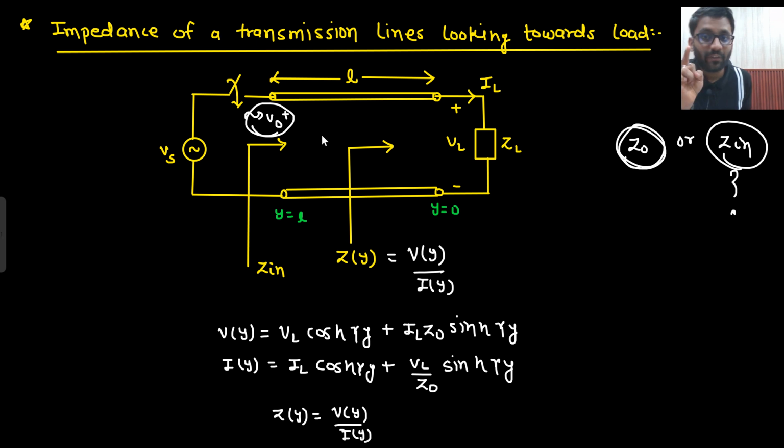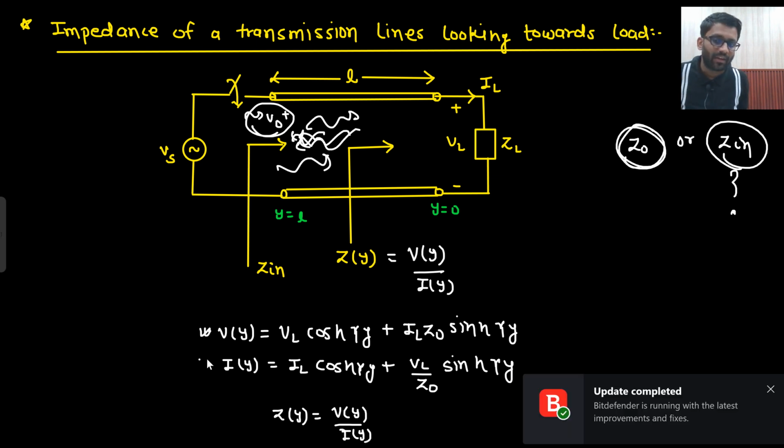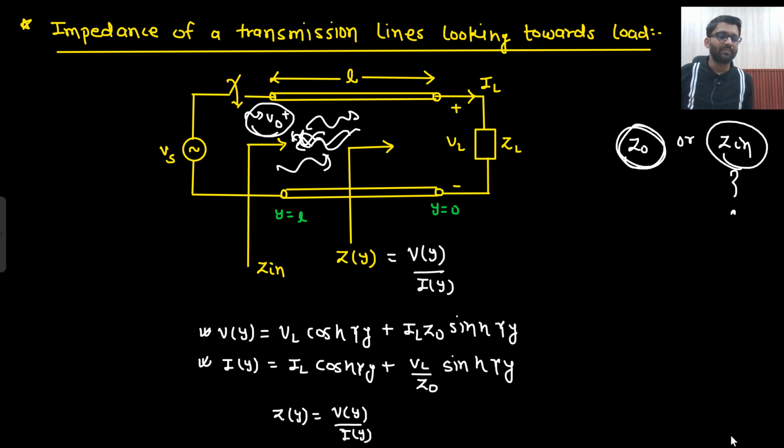But at steady state, there will be an incident wave as well as a reflected wave, then another incident wave, another reflected wave. So a lot of incident and reflected waves will be there, and combined you get Vy and Iy. So at steady state you will see Zin, but just as the switch is closed, you will see Z0. A very important point which a lot of guys don't know.